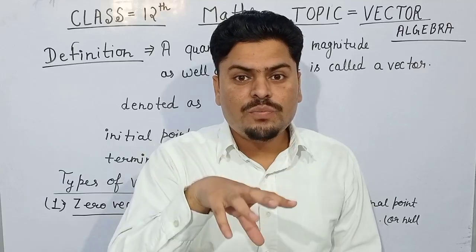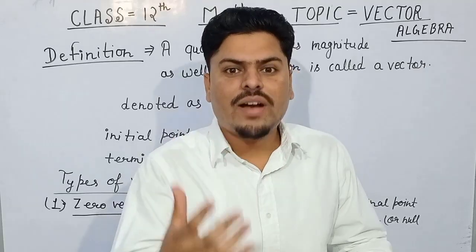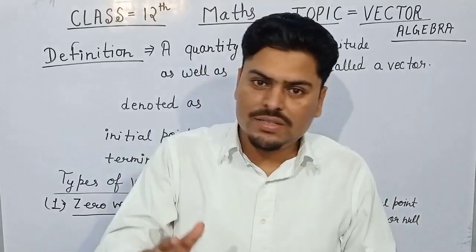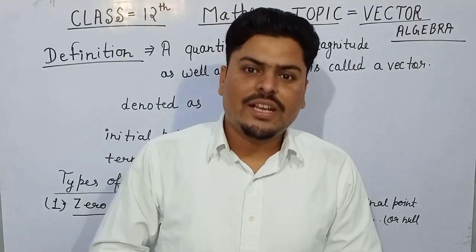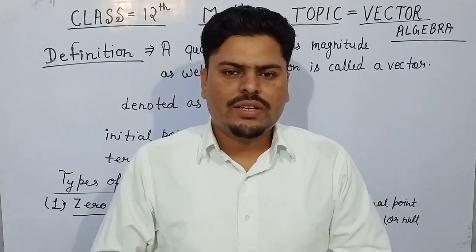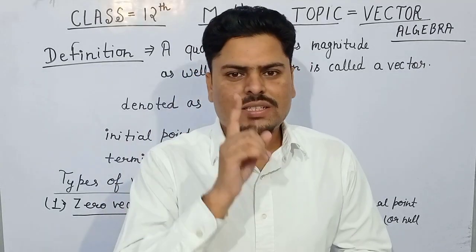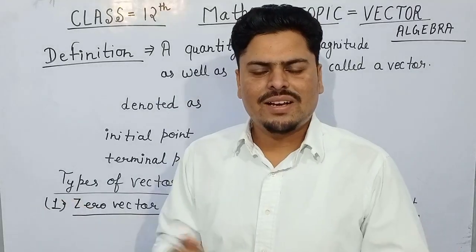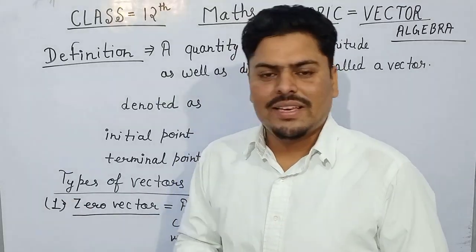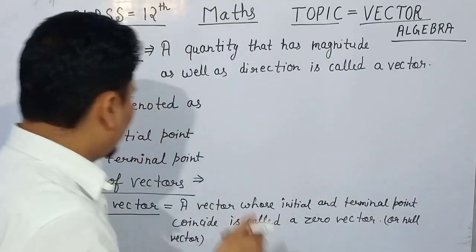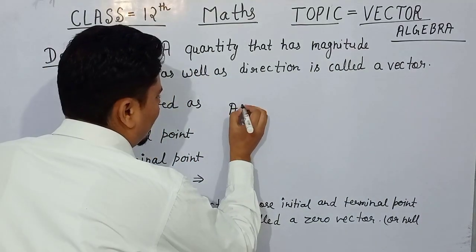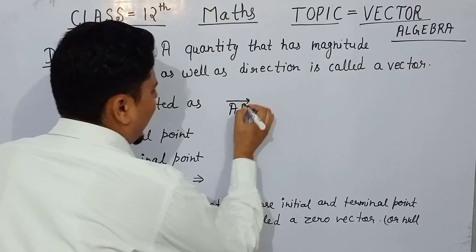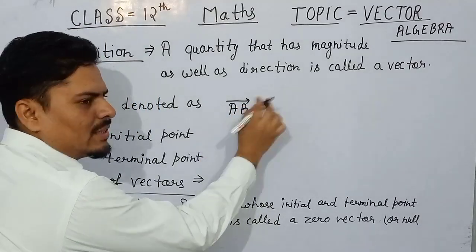That means magnitude is the numbers like 23, 24, 25, or 1, 2, 3, and direction tells which way, such as east, north, south, or west. How do we denote a vector? A vector AB is denoted by AB with an arrow on top, A and B with an arrow.